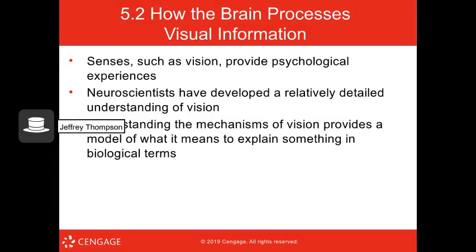So the interesting thing about vision is it's a physical stimulus that provides a psychological experience, right? There's the actual light that is outside, and then our perception of vision. So we have a pretty detailed understanding of vision, and that actually helps us understand parts of our psychological processes because we're able to look at how our brain is interpreting this info.